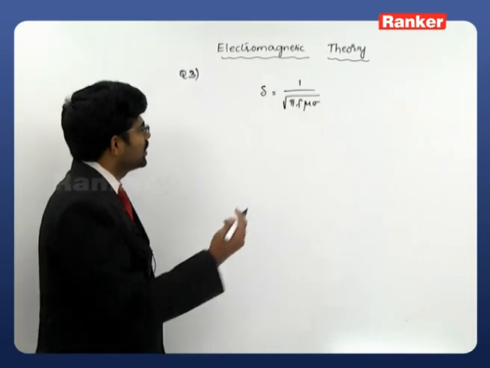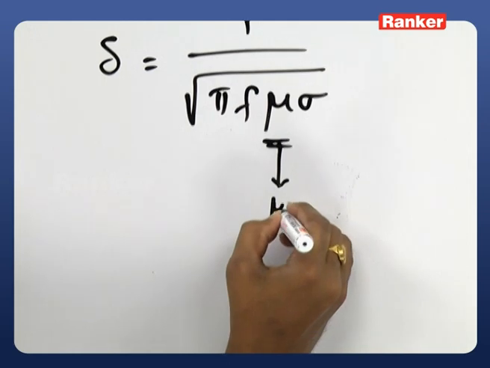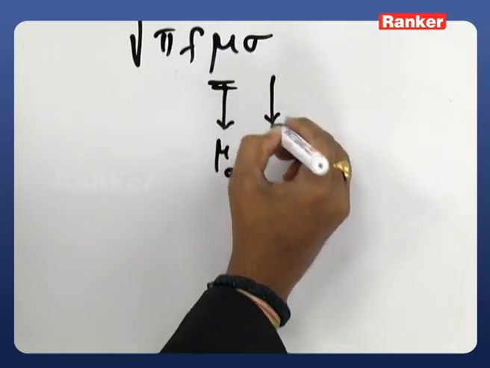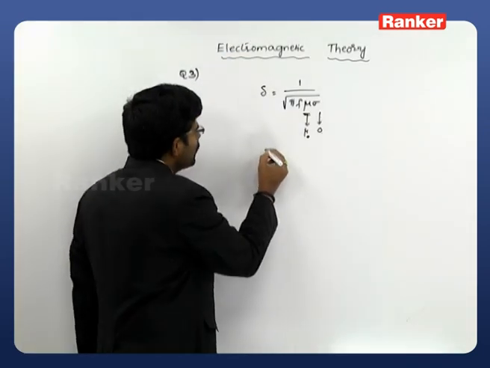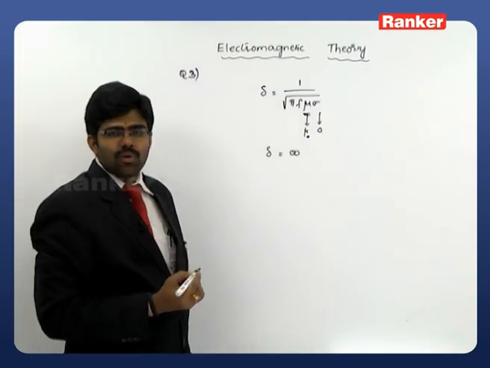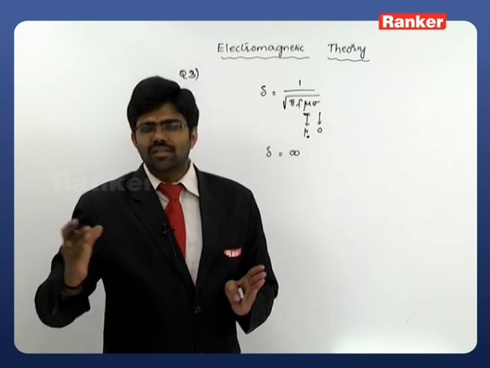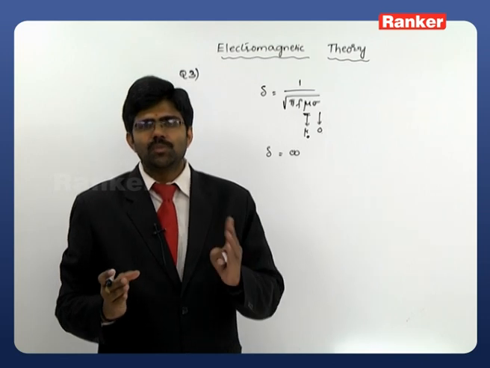For free space, now observe clearly, this mu is nothing but free space permeability mu naught and sigma is simply equals to 0. So if you substitute sigma equals 0 here, then what we will get? Delta is equals to infinity. What we can understand from this result is a wave can travel for infinite distance to attain 36.8% of its initial value in free space.